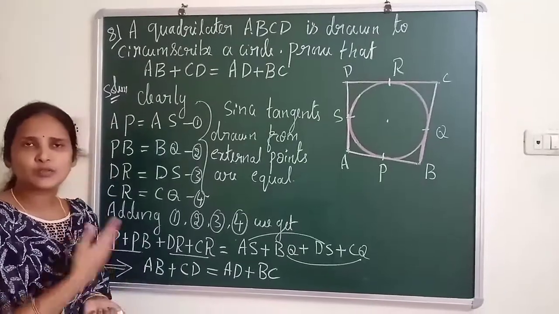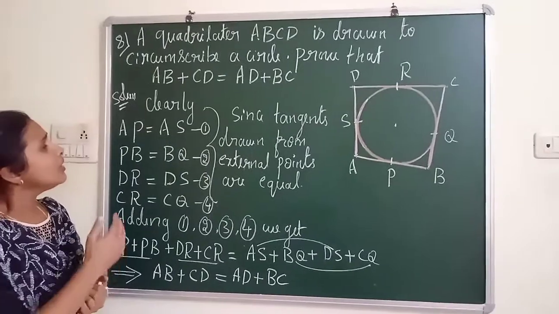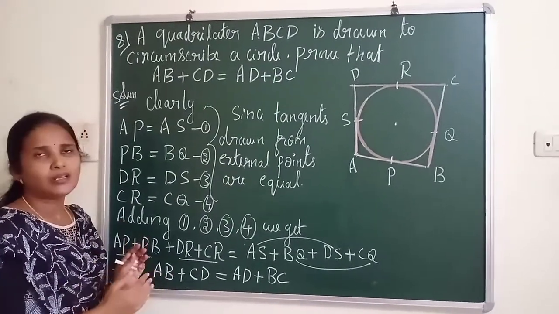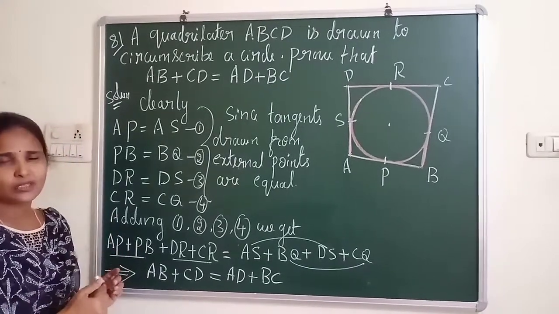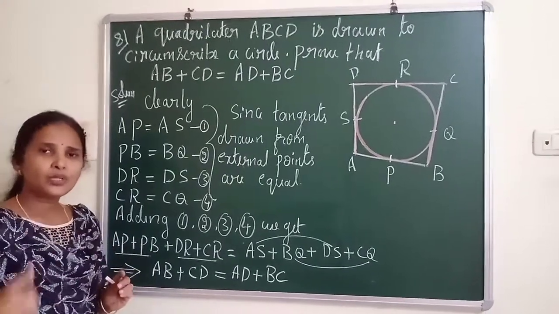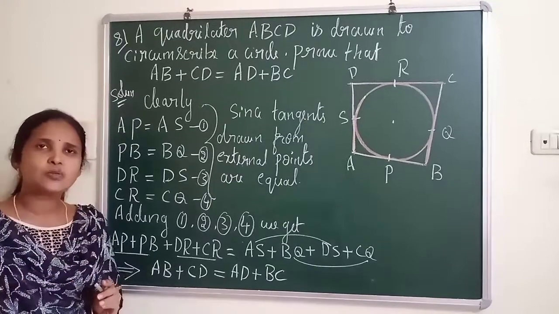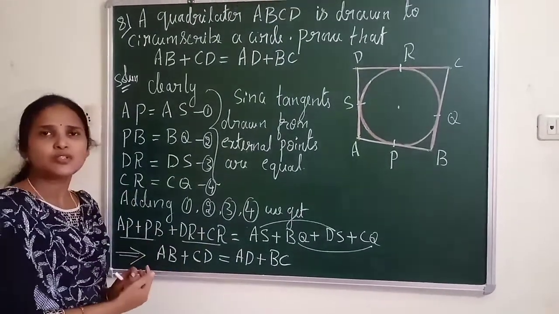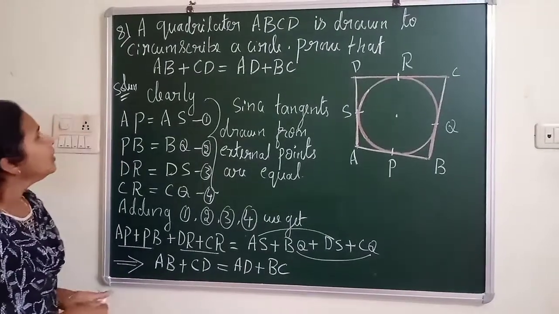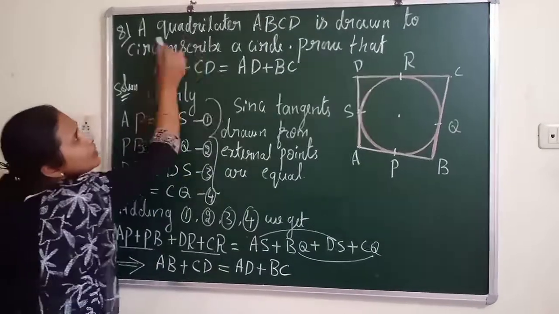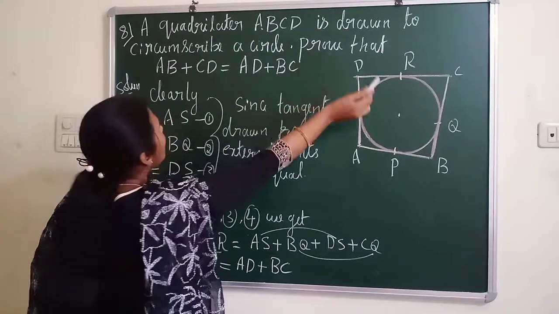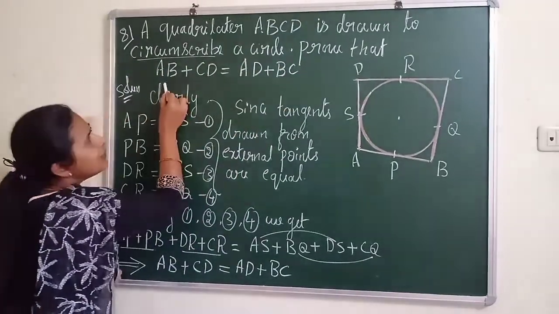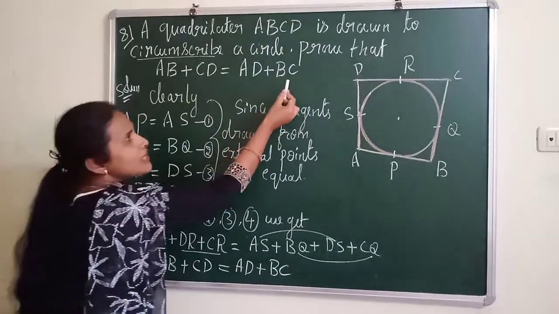Let's move to the next question, that is question number 8. Children, this question is very important for 3 marks. What I am solving in today's session, from question number 7 till the end of this exercise, all these questions are very important for 3 and 4 marks. Especially this, you may get for 3 marks. So let us read the question. Given a quadrilateral ABCD drawn to circumscribe a circle, prove that AB plus CD equals AD plus BC.